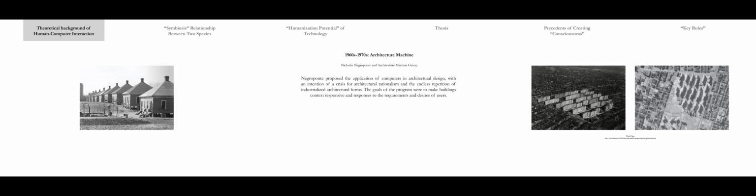Here is the timeline for the history of design and computation. An explicit architecture-oriented application of computers was proposed by Nicolas Negroponte in the Architecture Machine Group in the 1960s and 1970s. Negroponte proposed the application of computers in architectural design with the intention of creating a crisis for architectural rationalism and interrupting the endless repetition of industrialized architectural forms.